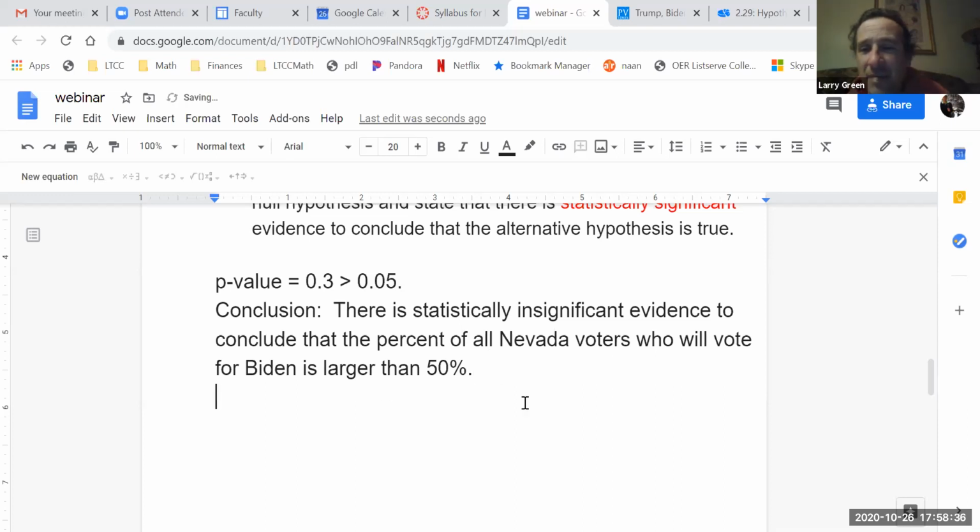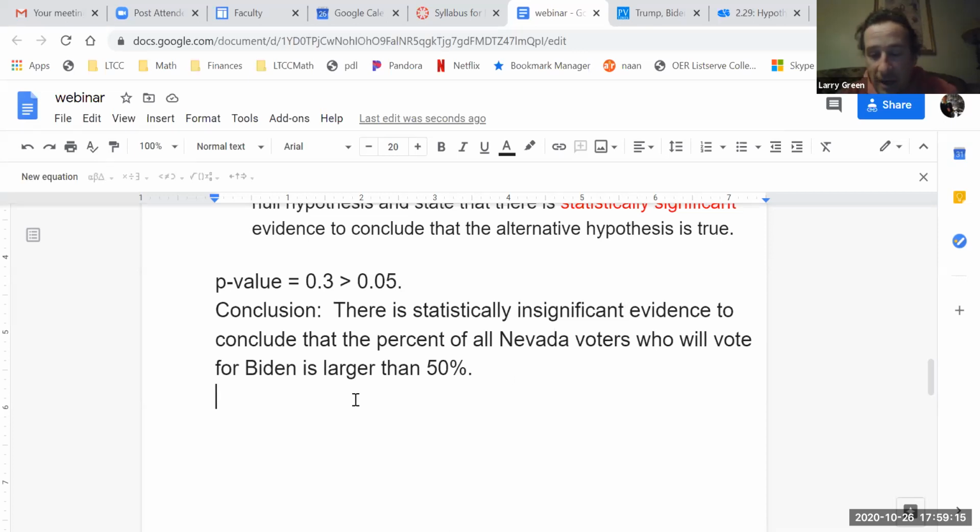Okay, let me ask you something. Now that we've made this conclusion, is it the type 1 error or the type 2 error that we have to worry about? Only one of them. Which one? You just put 1 or 2 in your chat box. Which one do we have to worry about now? Yeah, the type 2 error is what we have to worry about because we failed to reject. There was statistically insignificant evidence. That's when you can have a type 2 error.